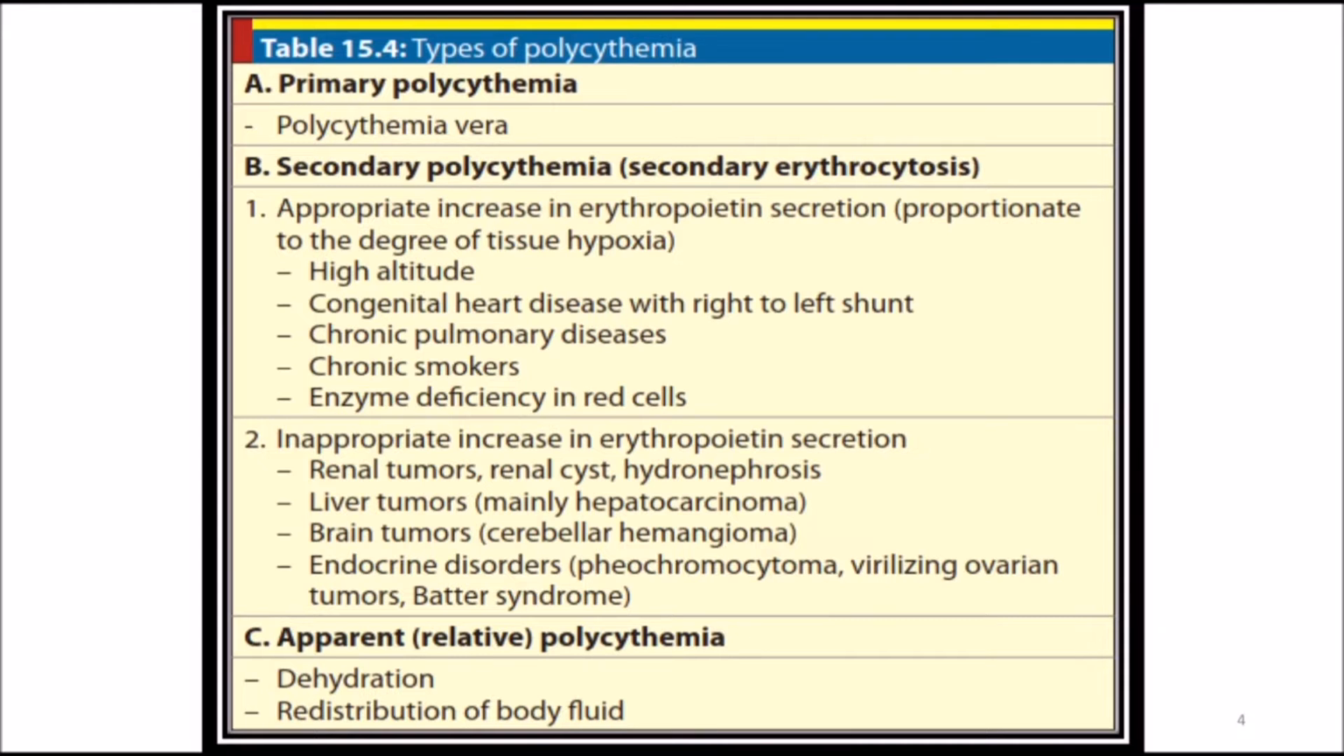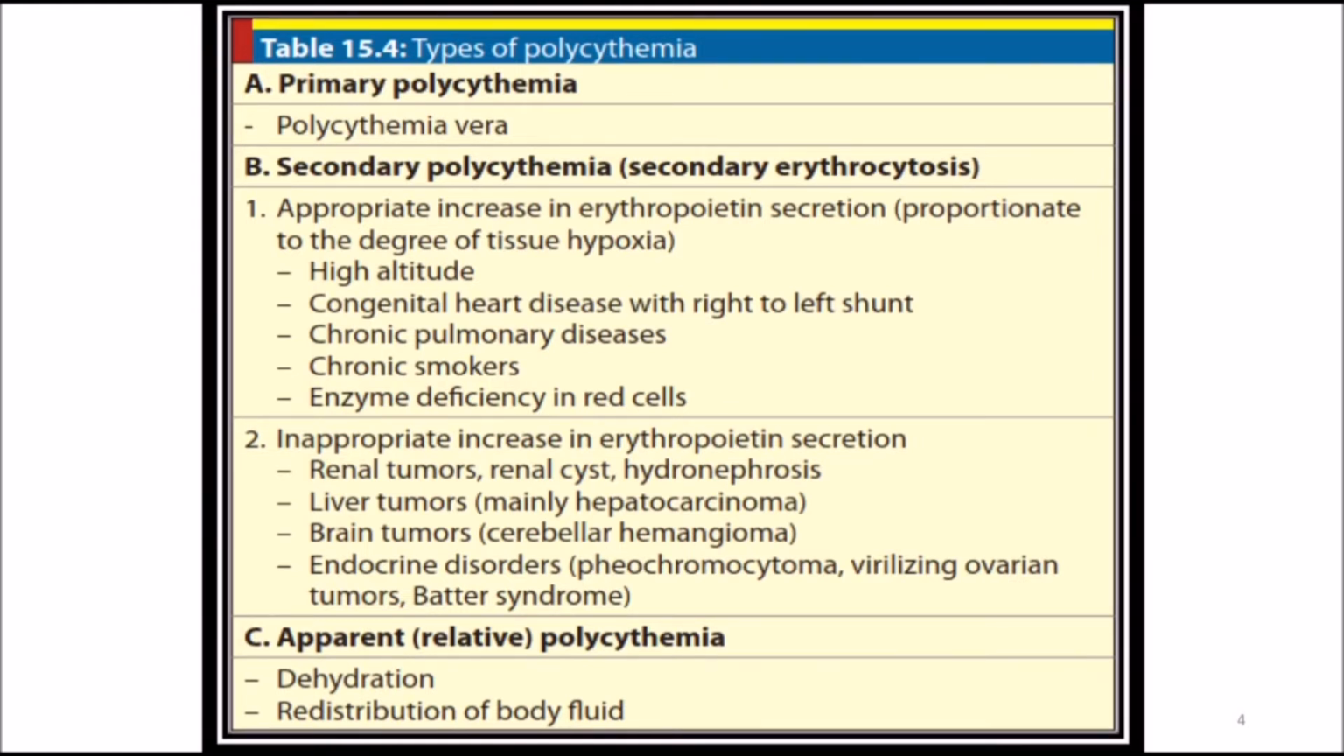So this is a table which shows the different types of polycythemia: primary polycythemia, secondary polycythemia, and apparent or relative polycythemia. In primary polycythemia, it is mainly polycythemia vera. Secondary polycythemia, also known as secondary erythrocytosis, shows appropriate or inappropriate increase in erythropoietin secretion. Appropriate increase means proportionate to the degree of tissue hypoxia. The reasons can be high altitude, congenital heart disease with right to left shunt, chronic pulmonary diseases, chronic smokers, and enzyme deficiency in red cells.